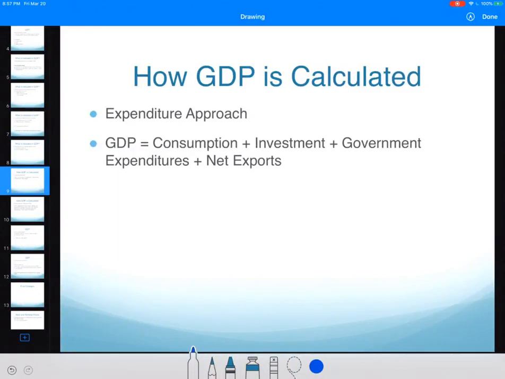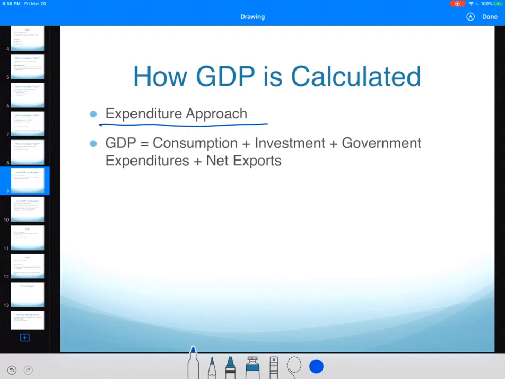Let's dive into the nitty-gritty of how we actually calculate GDP. It turns out there are two ways to calculate GDP. One is called the expenditure approach, and the other, which we'll talk about in a second, is the income approach. Basically, the two approaches come down to: are we counting the money spent by consumers on these goods, or are we counting the other side, which is the income businesses receive when the consumers spend the money and buy the goods, right?